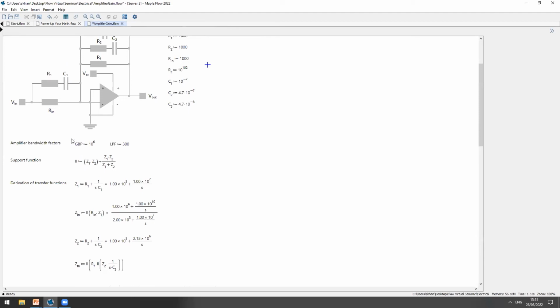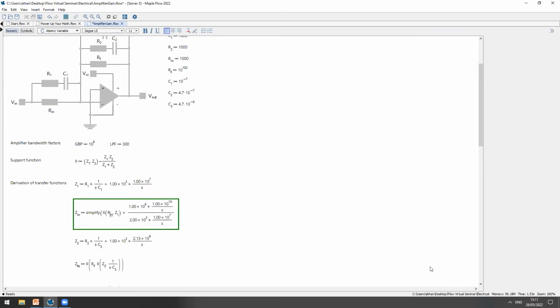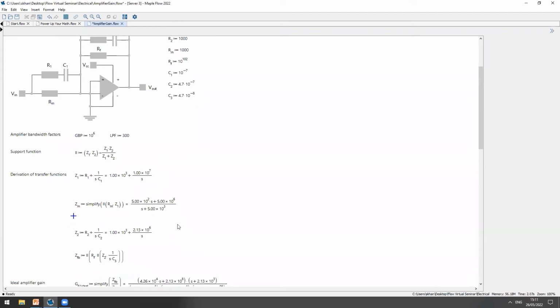I'll start off by analyzing this part of the circuit here on the left-hand side, R1, C1, and Rin. Well, the impedance of R1 and C1 is simply R1 plus 1 over S times C1. If I want to connect that in parallel with this resistor Rin, I do that here. Again, this result isn't necessarily in the simplest possible form, so I'll use the simplify function. I'll wrap this in simplify, and there we go. A much more compact but equivalent representation.